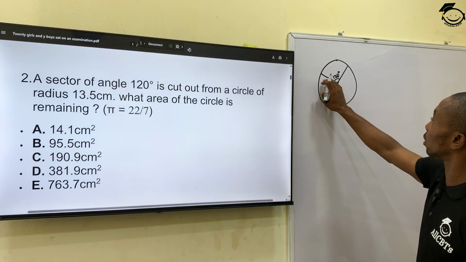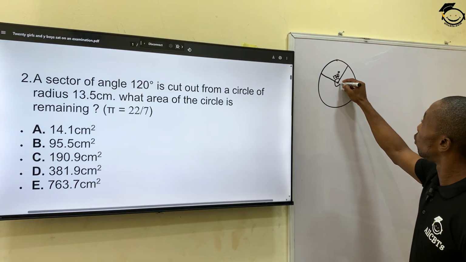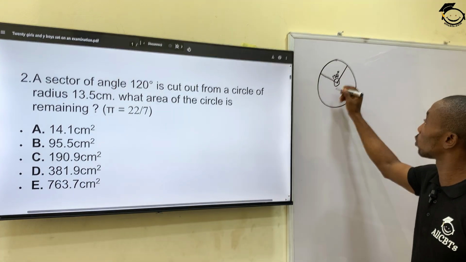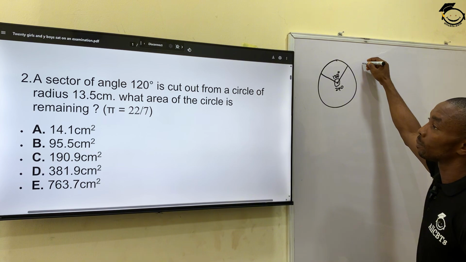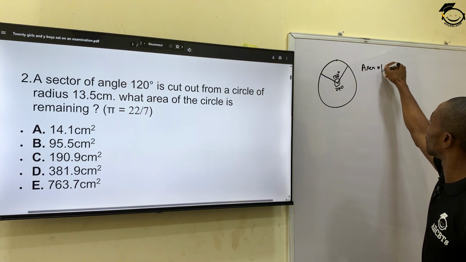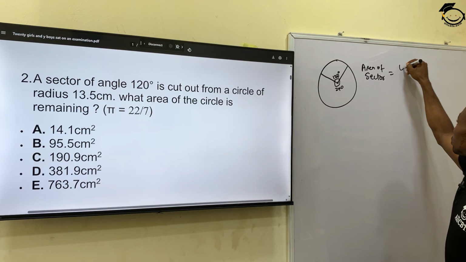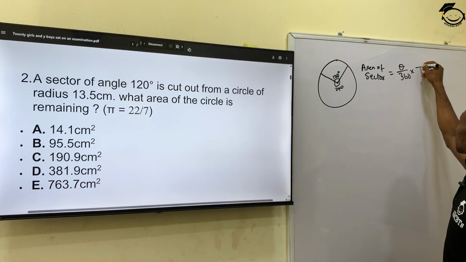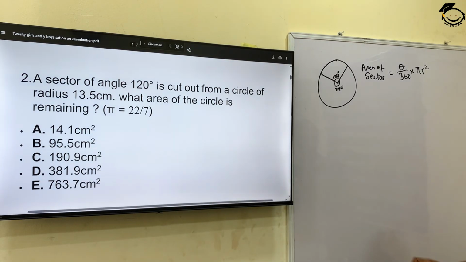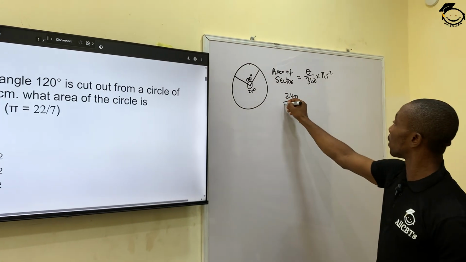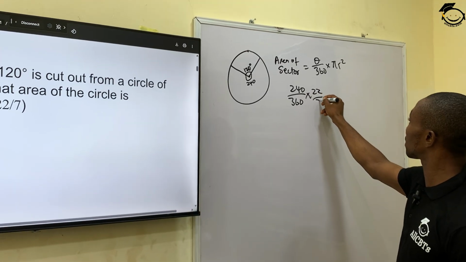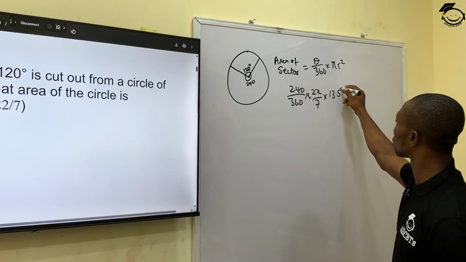Now, in order to calculate the area of our major sector, we have to find this angle, which is 360 minus 120, giving us 240. Using our formula, area of sector equals theta over 360 times pi r squared. At this point we know that our r is 13.5, our pi is 22 over 7, and our theta is 240. So this becomes 240 over 360 times 22 over 7 times 13.5 squared.